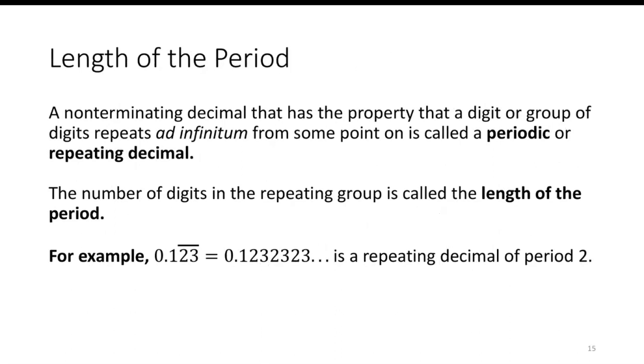A non-terminating decimal that has the property that a digit or group of digits repeats ad infinitum, repeats forever from some point on, is called a periodic or repeating decimal. The number of digits in the repeating group is called the length of the period. So for example, if I have 0.1 and then 2, 3, 2, 3, 2, 3, the 2 and 3 is being repeated, so it's a repeating decimal of period 2. The 1 isn't counted.